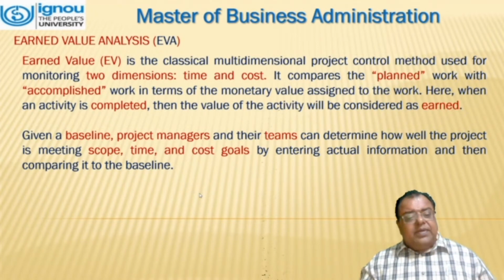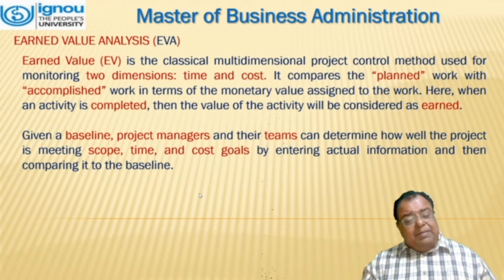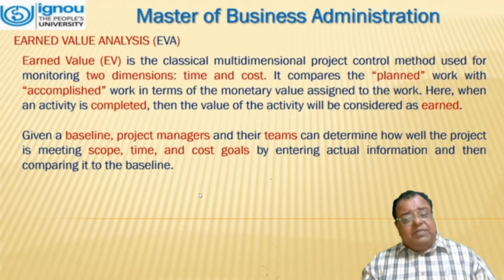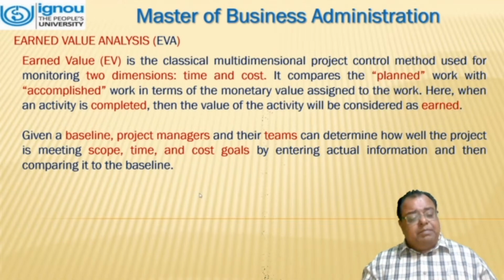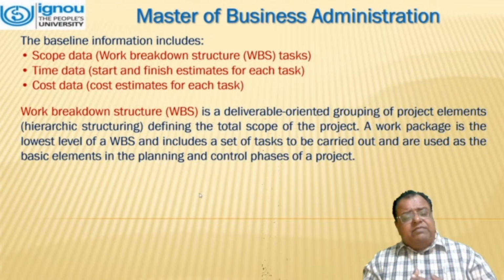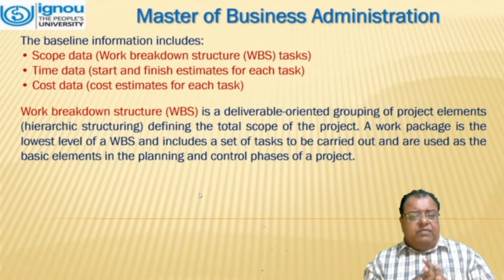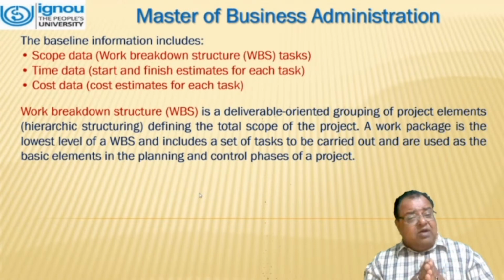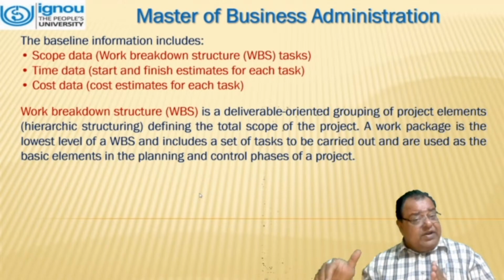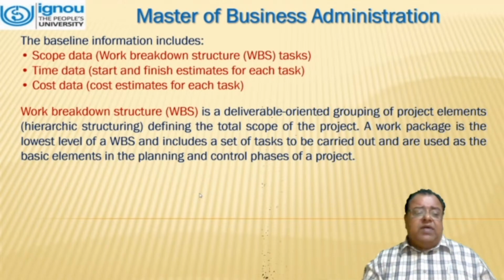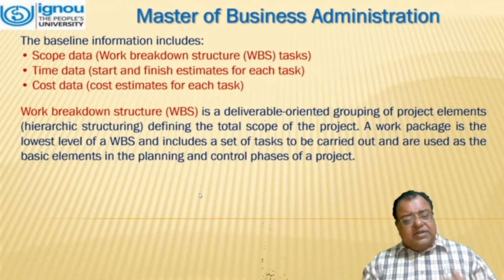Given a baseline, project manager and their teams can determine how well the project is meeting in terms of scope, time, and cost goals by entering actual information and then comparing it with the baseline. The baseline information includes scope data, which is related to work breakdown structure. Second one is time data, which is related to start and finish estimates of each task. And the third one is cost data. That means the cost estimated for each task.